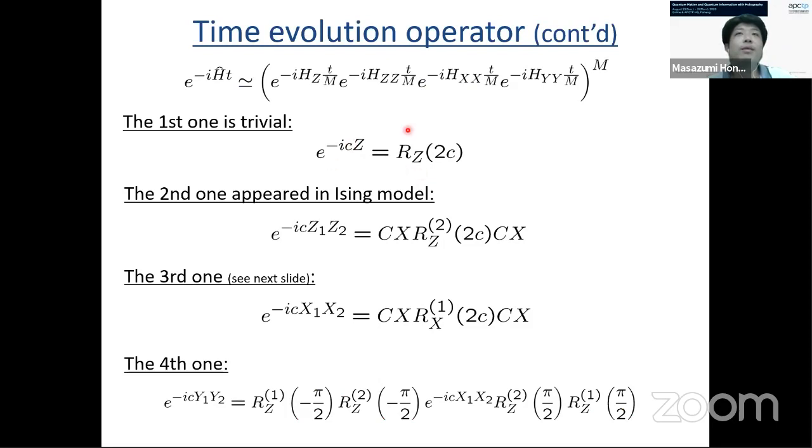We can just use the definition of RZ. And the second one, the Z-Z interaction, appeared in the Ising model, so we know how to do it. And the third one is the XX interaction, and we can prove that this can be written in this way. And the fourth one is some rotation of the XX interaction. So let us prove this equality.